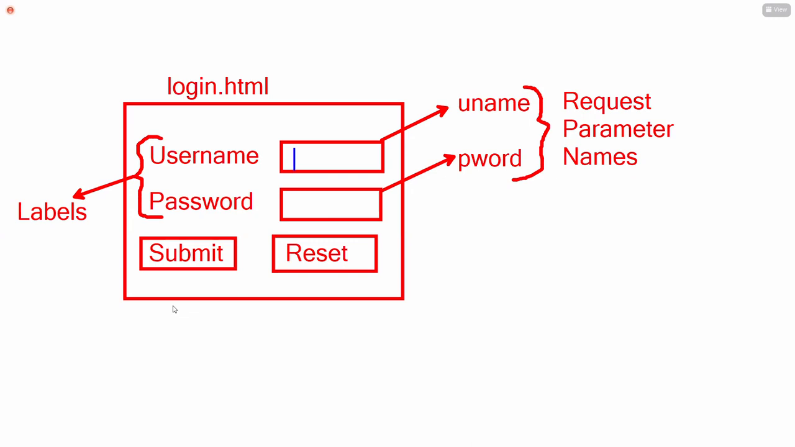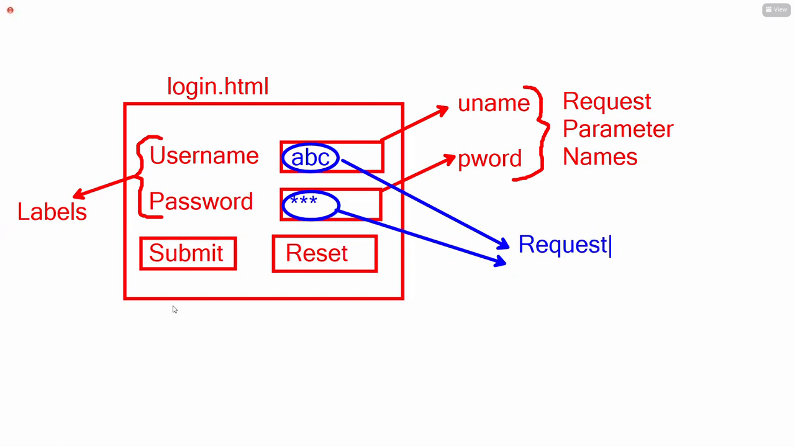Suppose you enter a username here, and you enter some password, ABC XYZ. These two we have to retrieve in a servlet program. These two are called request parameter values. Whatever you are typing, we have to retrieve in the servlet program. To retrieve values, methods are present in servlet request. Write this one. First write this diagram.